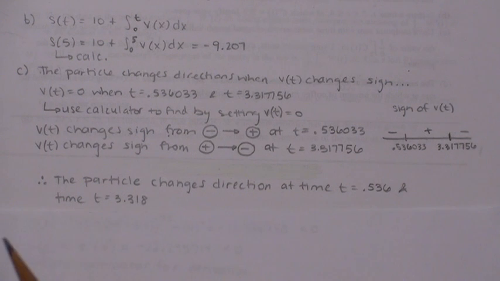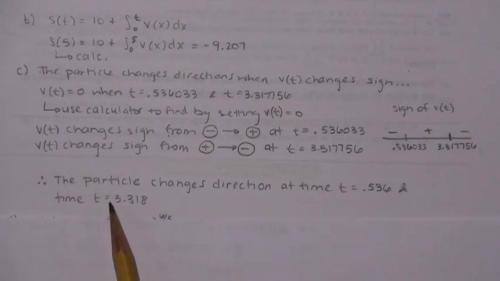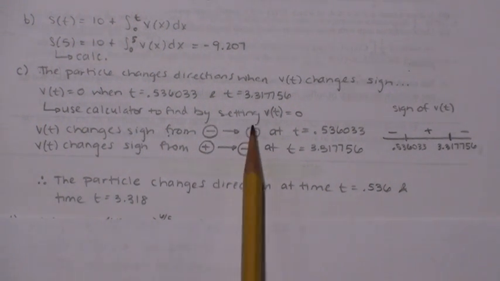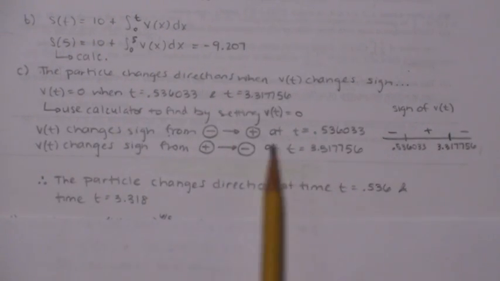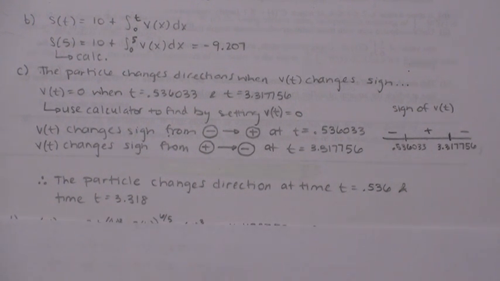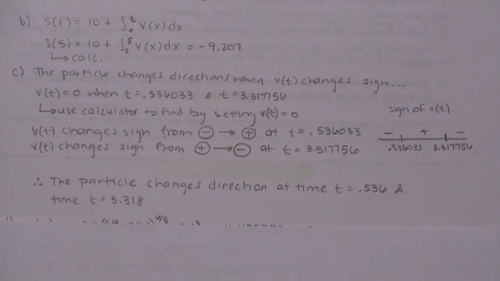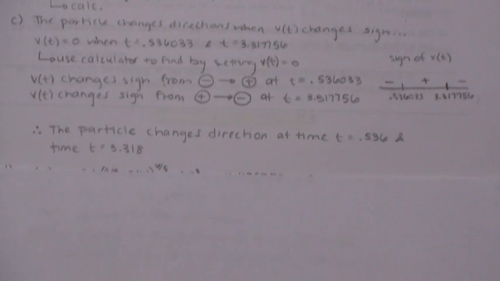So, because the particle changes direction at the time 0.536 and at the time 3.318, we know that it does that because it changes sign from negative to positive in this case and from positive to negative in that case. Okay, so that's C. Last section. D. Is the speed of the particle increasing or decreasing at time t equals 4? Give reason for your answer.